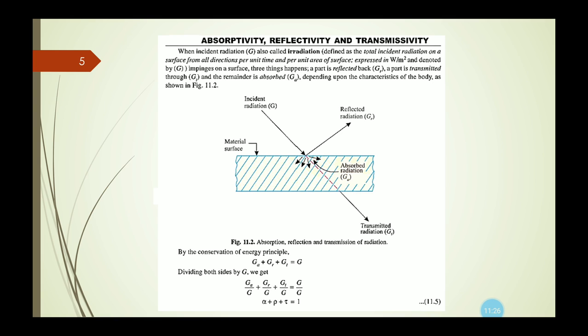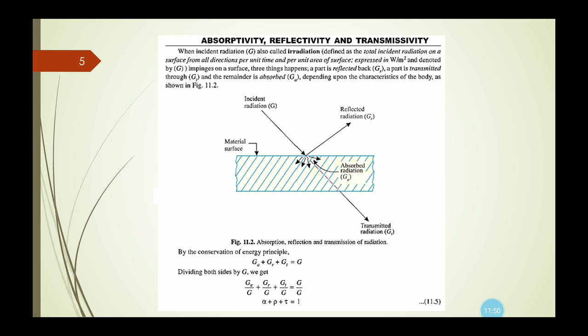Summation of these three properties will equal the total irradiation or incident radiation. Now if we divide this total equation by capital G, the total irradiation, we get GA by G plus GR by G plus GT by G, and this equals 1. Now this GA by G is the fraction of the incident radiation.